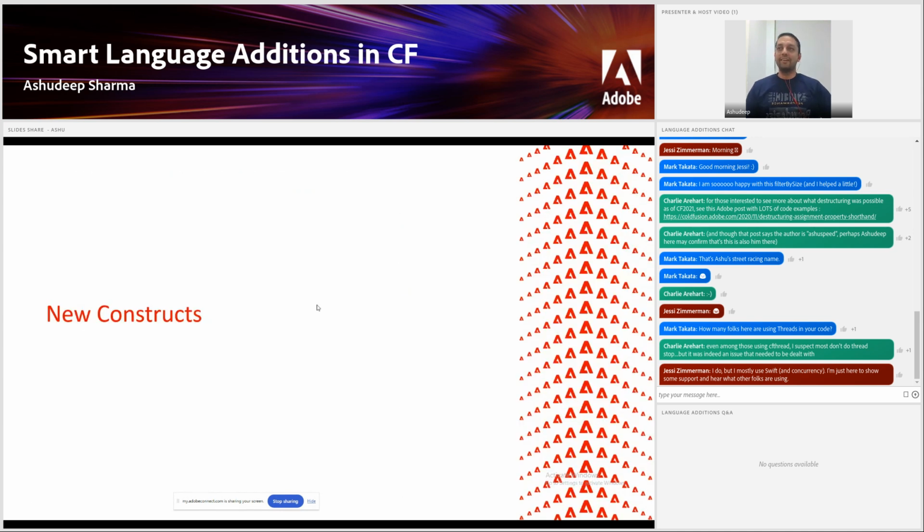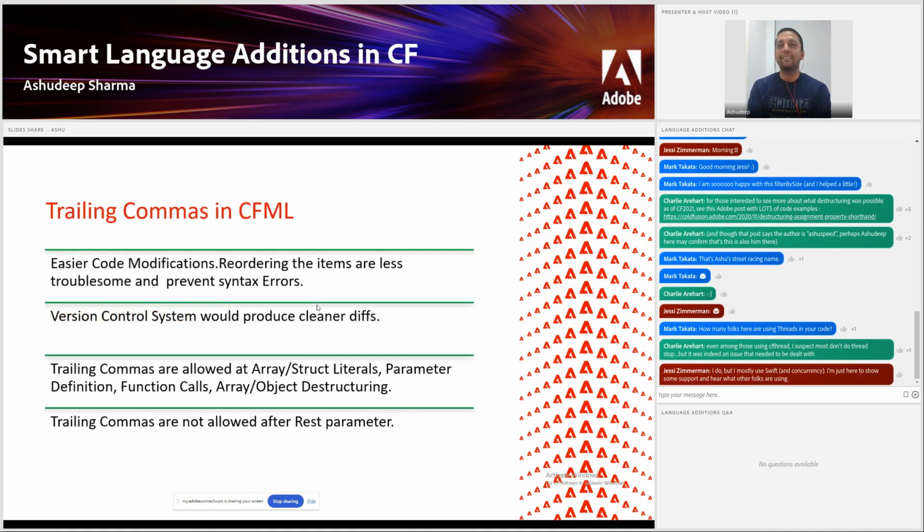Then let's talk about some new constructs that we had. One is trailing commas. Nowadays, many languages support trailing commas in their syntax. The use case is that when you do copy pasting and want to modify or reorder the items, you don't want to run into a syntax error or something that gets messed up while copying and pasting. All these things can be taken care of. It just ignores it and consumes it in a better manner to understand it appropriately.